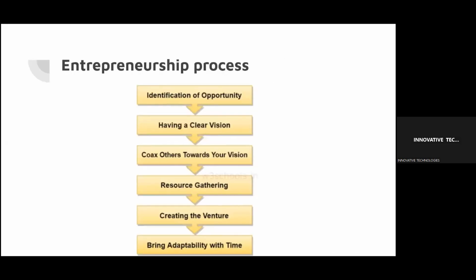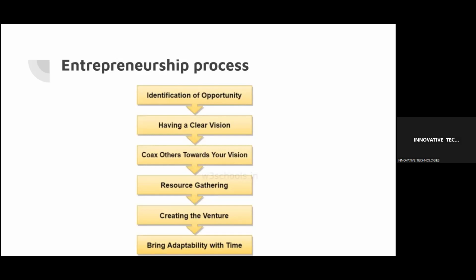And what is the process of this entrepreneurship? What is the process to make any startup? So here I have represented 6 steps or 6 phases of entrepreneurship. Usually this process expresses the procedures or methodologies, you can say.